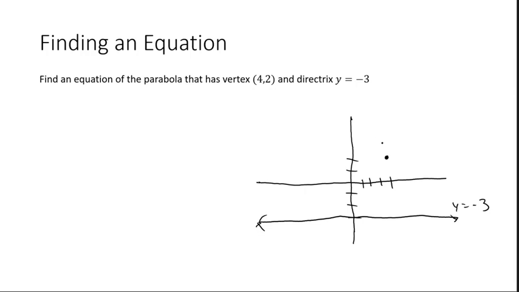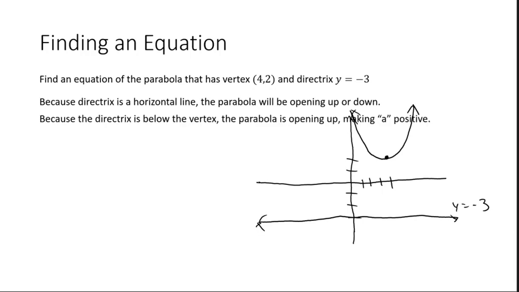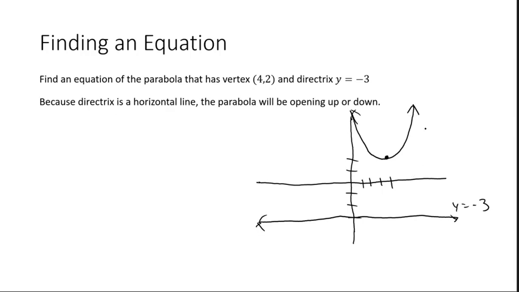From this information, we can tell right away which way it's got to open, because it's not going to cross over the directrix. So when we graph it, it's going to have to open up like this. Because it's opening up, we know that a is going to be positive. And we know that this equation is going to be y equals something. Because it's opening in the y direction, up or down, it's going to be y equals, and we know the a number is going to be a positive number.